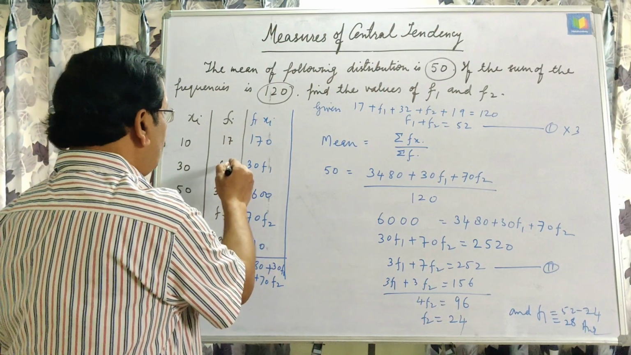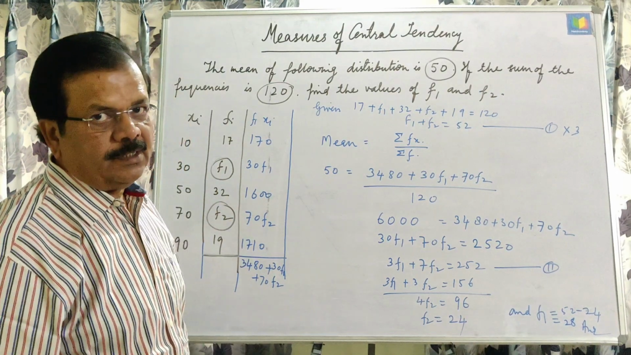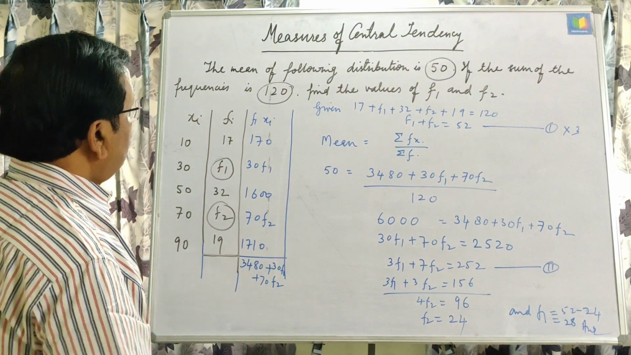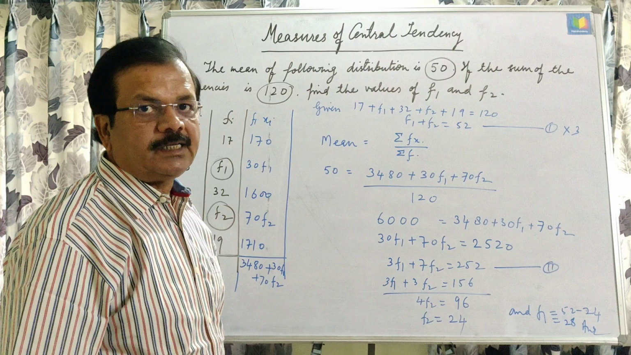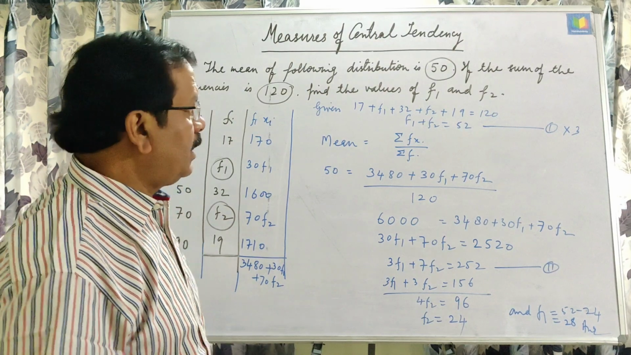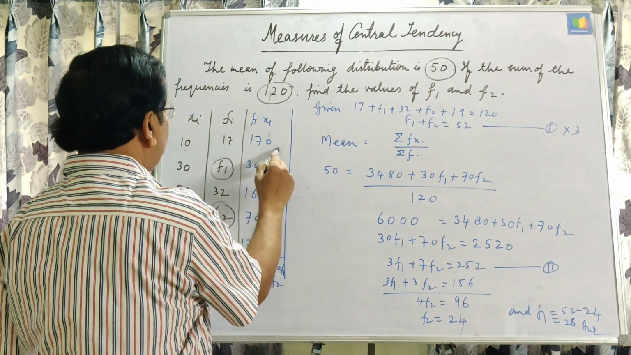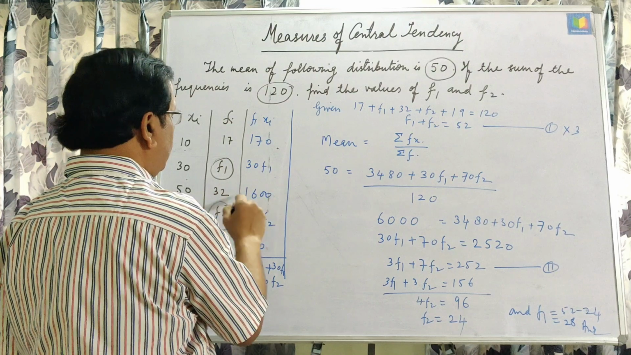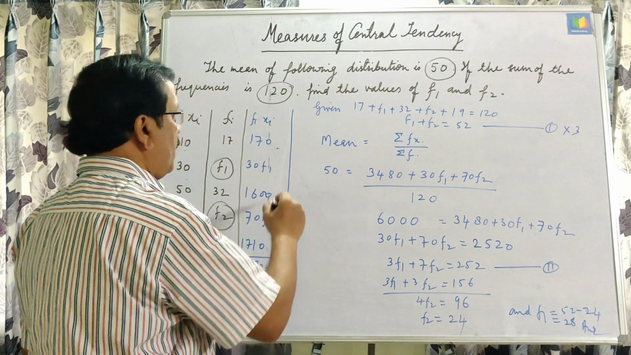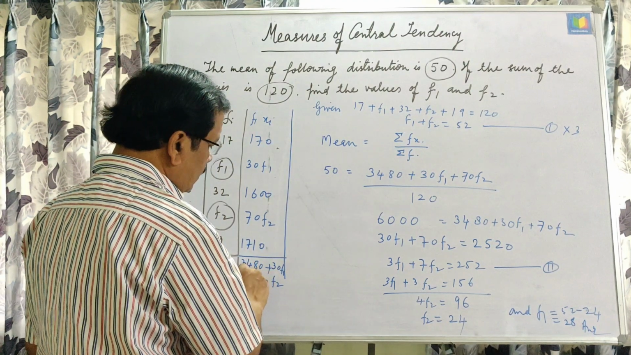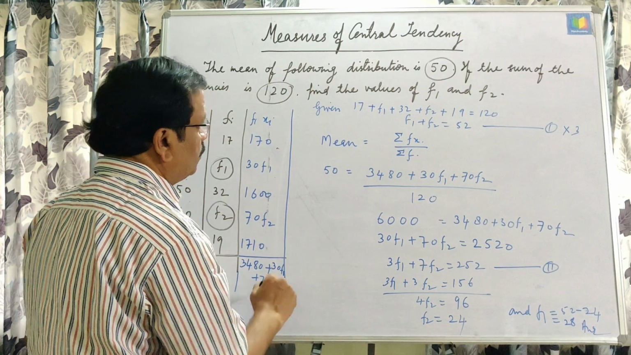In this question two frequencies are not given. This is a different type of question, and again the method is not mentioned, which is why we can use any method. I am using the direct method again. Now multiplying, this gives 170, 30 F1, 50, 1600, 70 F2 and 1710. After adding we are getting here 3480 plus 30 F1 plus 70 F2.